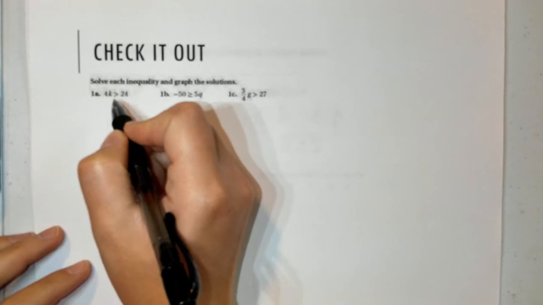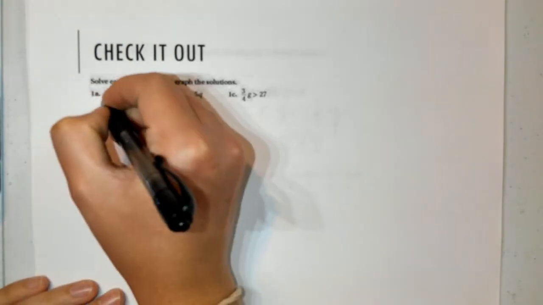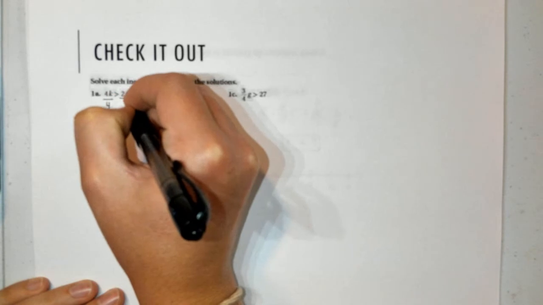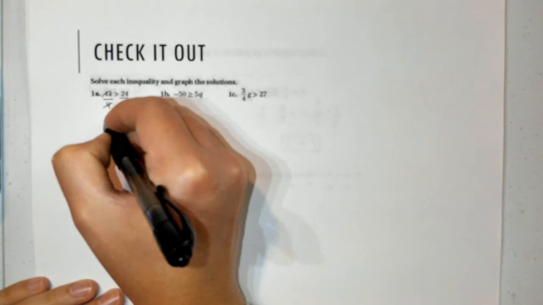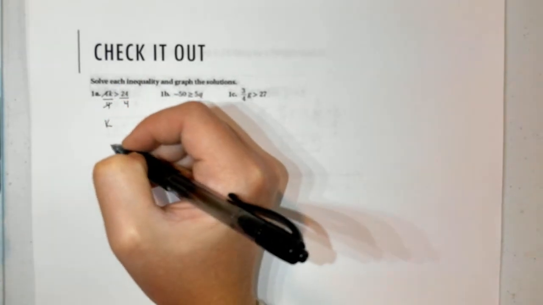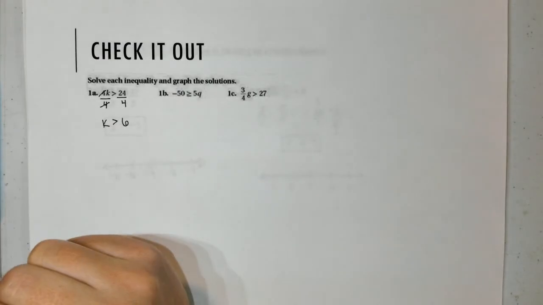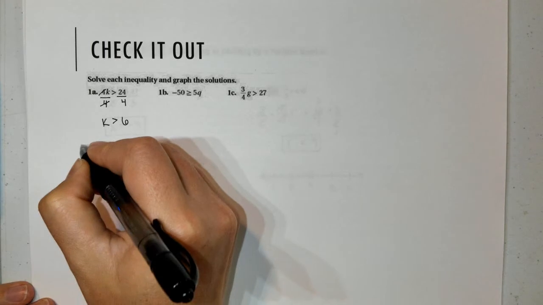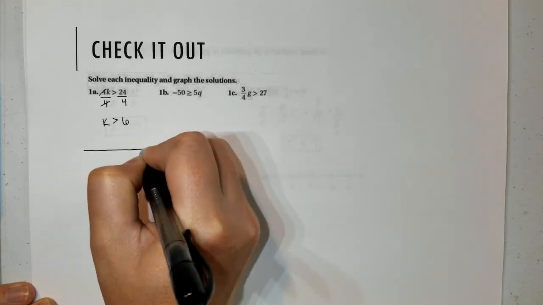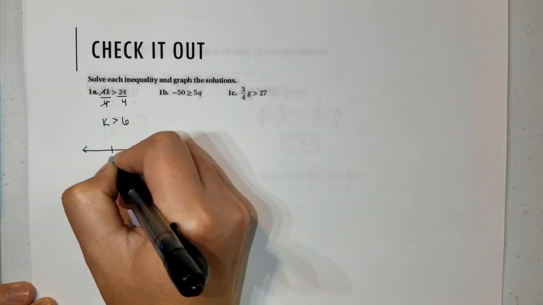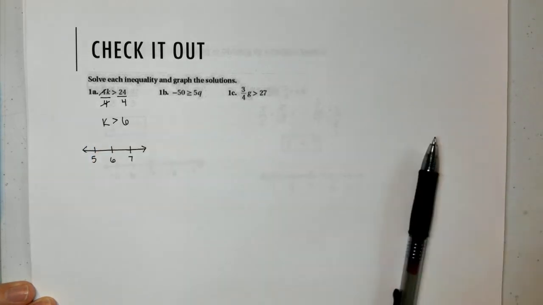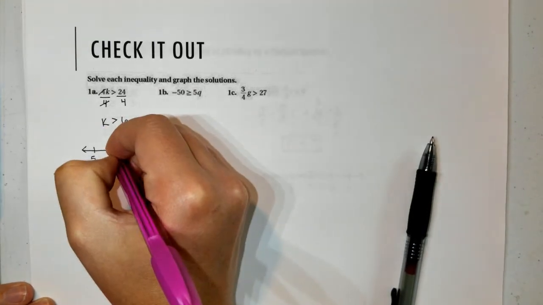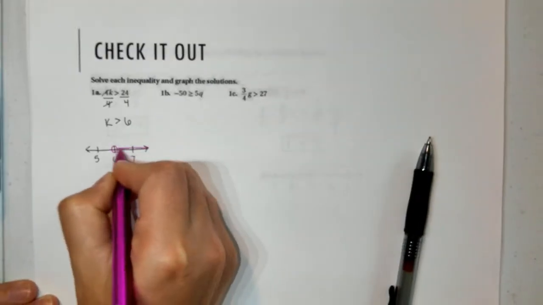Okay, for the first one, 4k is greater than 24. I'm going to divide both sides by 4. 4 divided by 4 is 1, so I'm left with k. 24 divided by 4 gives me 6. So I get k is greater than 6. I'm going to draw my number line. I'm going to have an open dot at 6, and then I'm shading to the right.